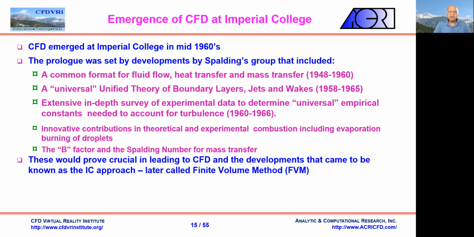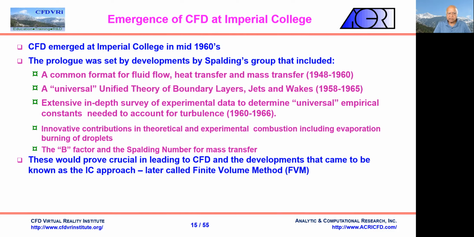So at Imperial College, CFD emerged in the mid-1960s, but there were some important things that went before that. This was done by Spalding's group, and these are the things that happened. Spalding had already derived, over a period of a decade or so, a common format for fluid flow, heat transfer, and mass transfer. He had also derived a universal, unified theory of boundary layers, jets, and wakes.